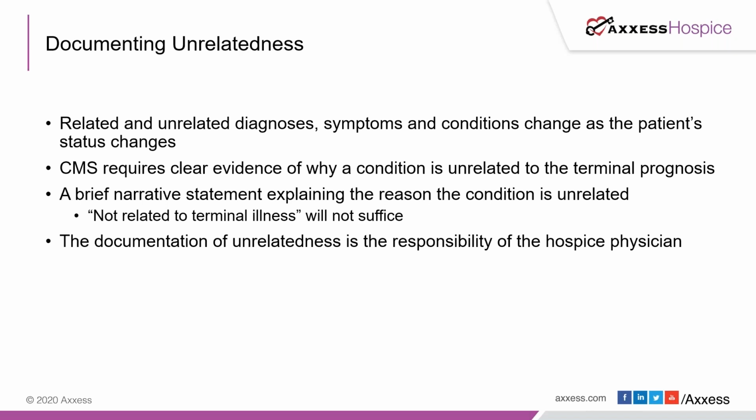Another example they gave was diabetic treatment. Diabetes was listed as a significant comorbidity contributing to the terminal prognosis, but hospices were not paying for the strips, the syringes, the insulin, all of the things that go along with managing diabetes. So looking at that documentation of the diagnosis and really proving that it's unrelated is very challenging. And that is ultimately the responsibility of the hospice physician. It's very hard to do.